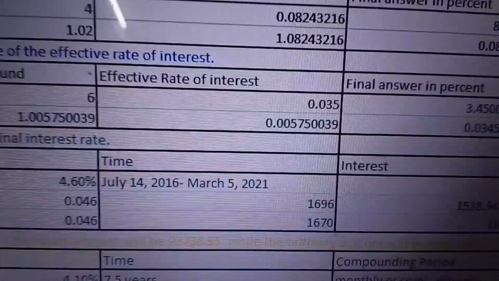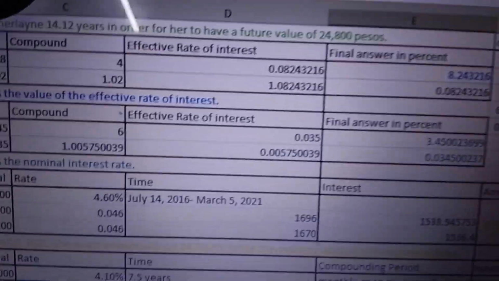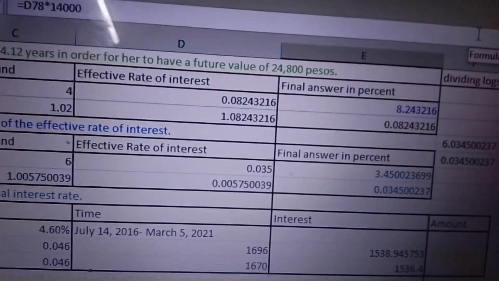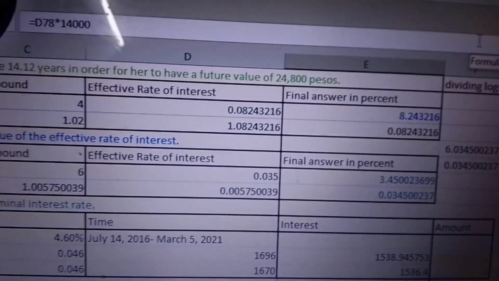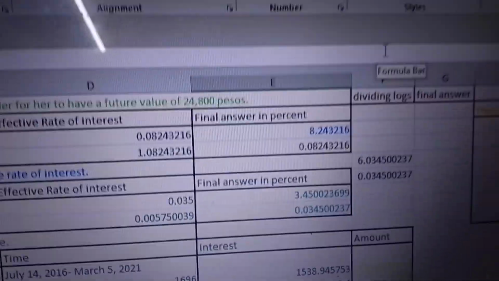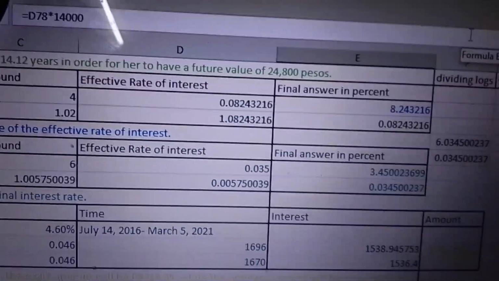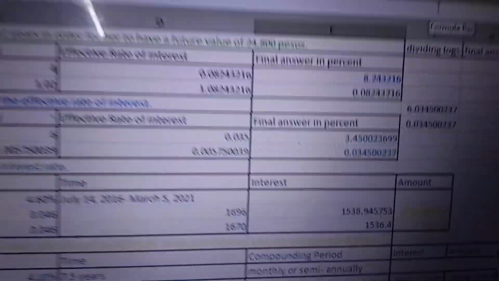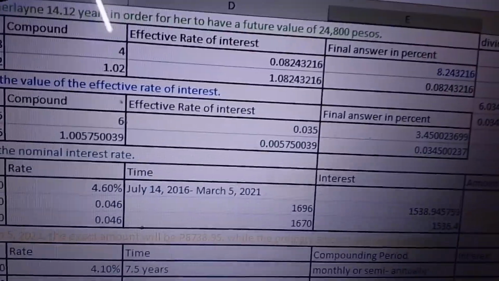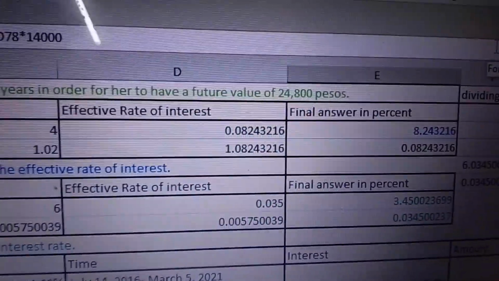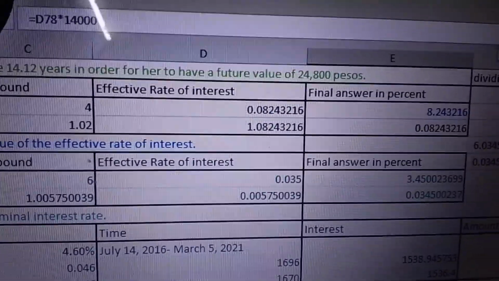But that's not the answer. Remember, last time our time was supposed to be in months or in years, or in a time unit. But the time unit here is from this day up to that date. Now what do we do? It's very easy. It's just like the principle that I told you before, when you were doing the counting principle. You have to solve for the number of days by doing the time interval.